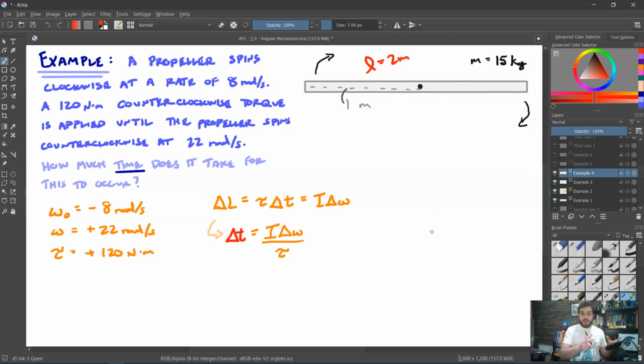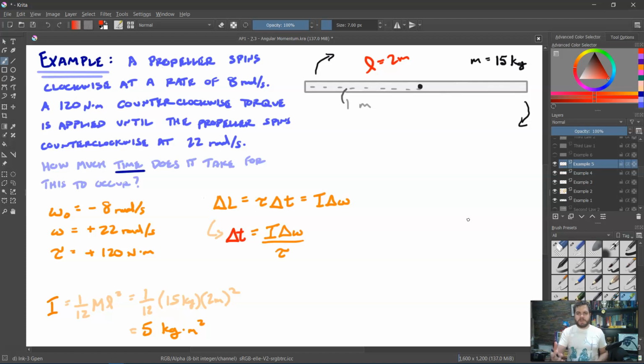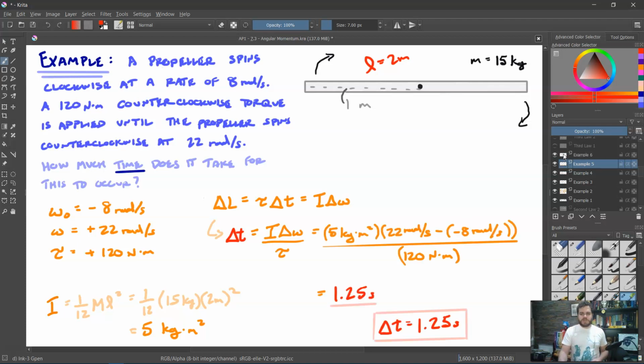So let's go look at our table for a rod rotating around its center point, and the equation for that is 1/12 m l squared. So we're going to stick in 1/12 times 15 times 2, the entire length of the rod, squared, and we get rotational inertia 5 kilograms meters squared. And now let's stick that in the equation. So we have 5 times, the change would be 22 minus negative 8, so we're really adding 8 because it's reverse direction, divided by 120, and we get that that should take a time of about 1.25 seconds.